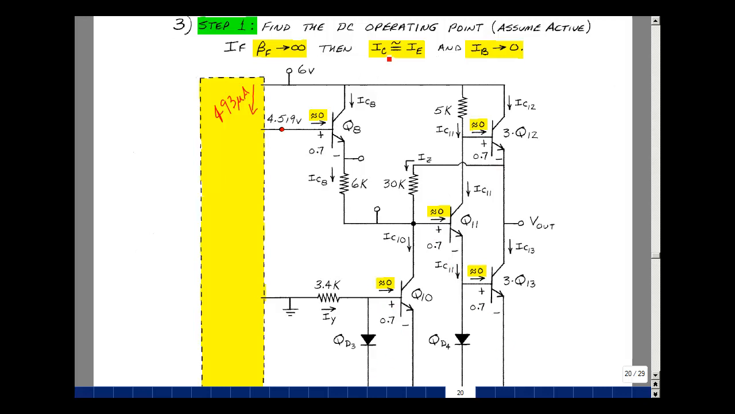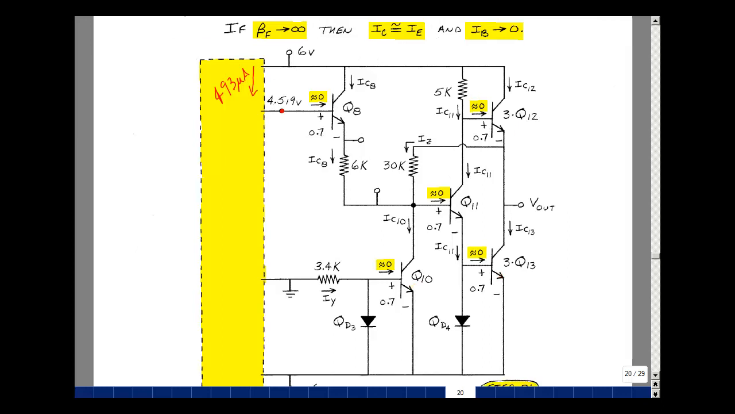If beta is large, then the collector current is roughly the same as the emitter current, so that's the same as this one. Likewise here for transistor 11. And we'll talk about these other transistors shortly. I'm going to call this current I sub Z, this current I sub Y. And let's start to solve for things in here.